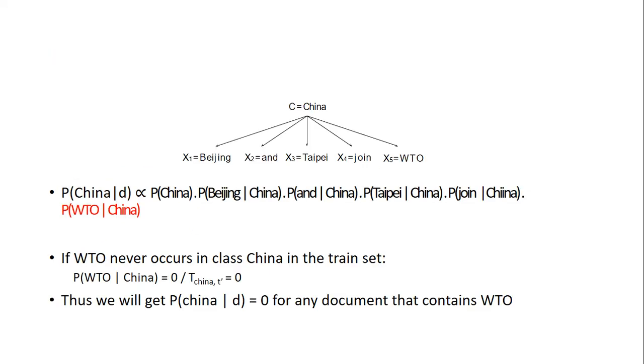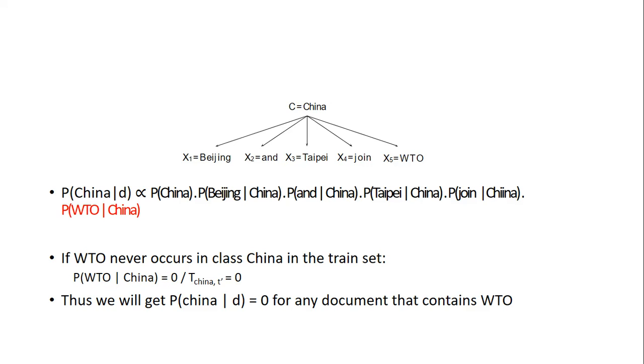Let's take an example where we have a document with the contents Beijing and Taipei join WTO. We divide all these words as separate and see whether they are classified as class China or not. So the probability that the document will be classified in China given the document is directly proportional to the probability of China multiplied by the probability that Beijing exists in China, multiplied by the probability of the word and existing in China, and multiplied by the probability of Taipei existing in China.